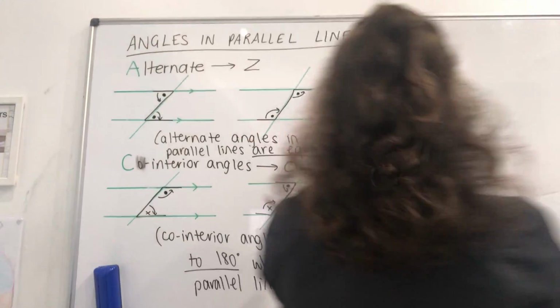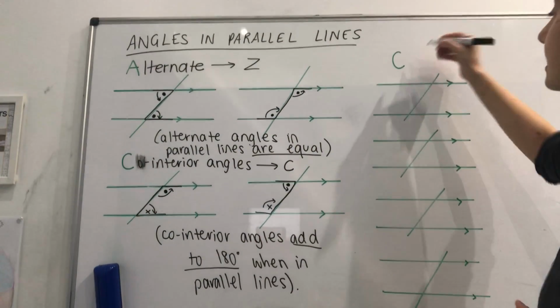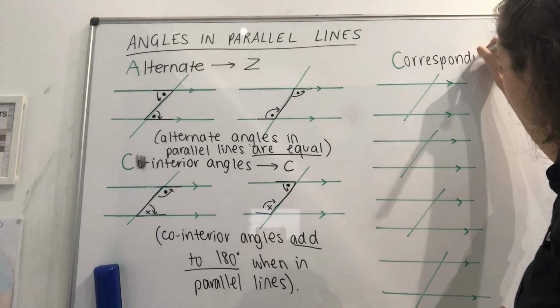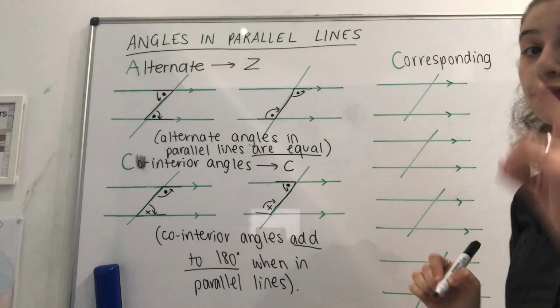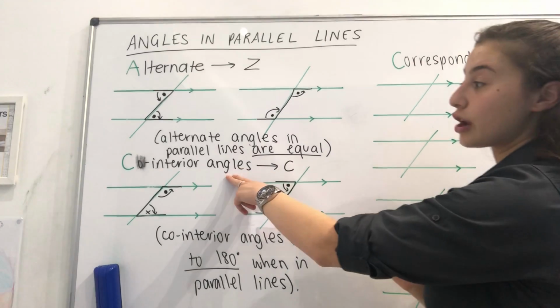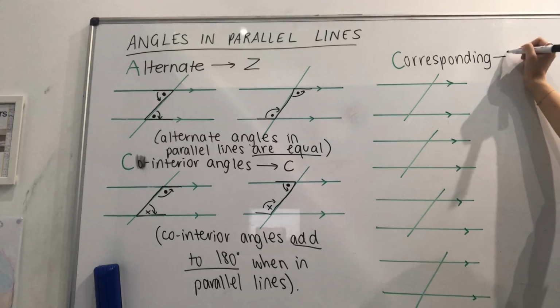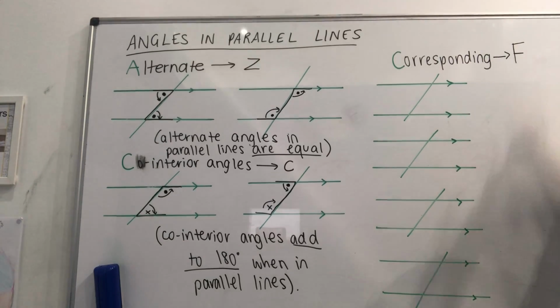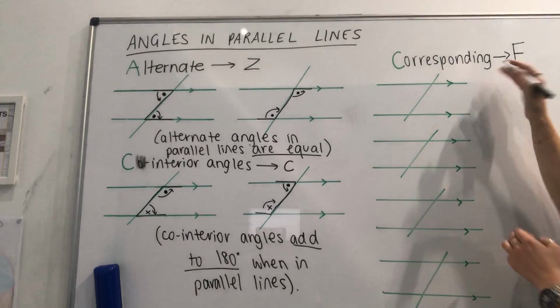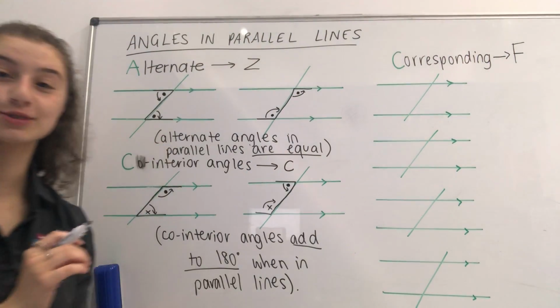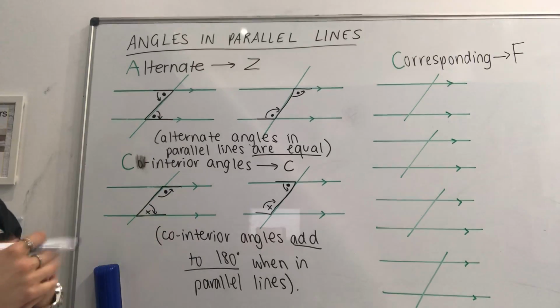All right, moving over here, we have another C. Now this C stands for corresponding angles. Unfortunately, the C has already been reserved for CoInterior, so corresponding angles actually make the letter F. They make the letter F. As you can see, I have 4 variations for Fs here. There are a lot more versions of corresponding than for the other 2. So let's discuss them all.